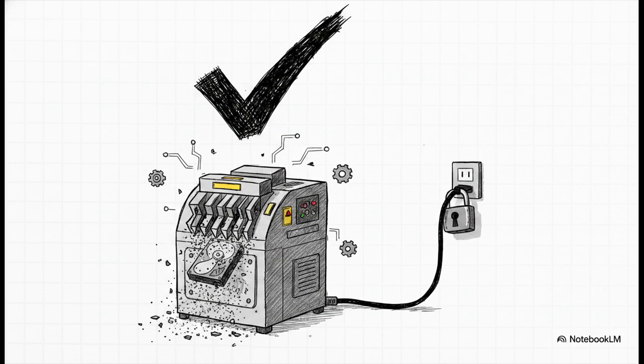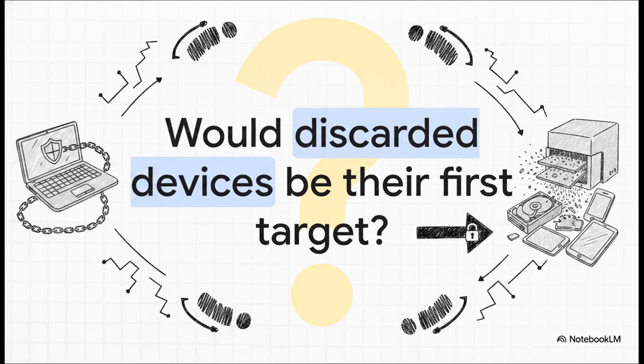A device's lifecycle doesn't end when you stop using it, right? It ends when it is safely decommissioned. I want to leave you with a thought to reflect on today. If an attacker breached your network right now, would your discarded devices be their first target? It's a pretty sobering thought, isn't it? Understanding this complete life cycle, from enforcing configurations on day one to physically destroying a hard drive on its final day, is really the only way to truly secure the enterprise.